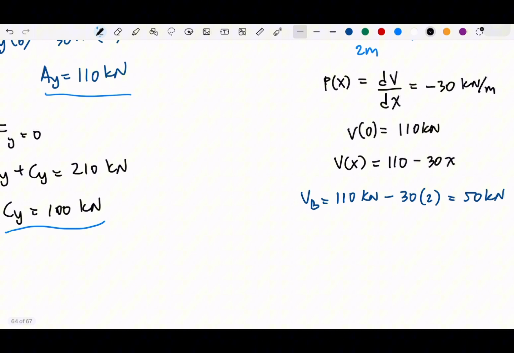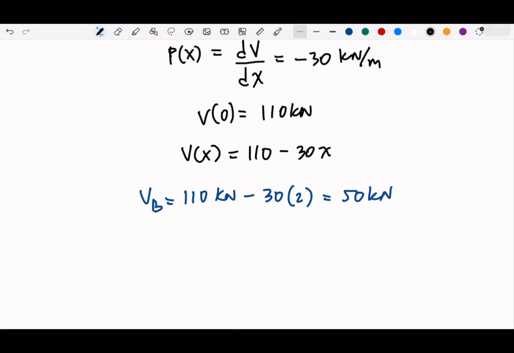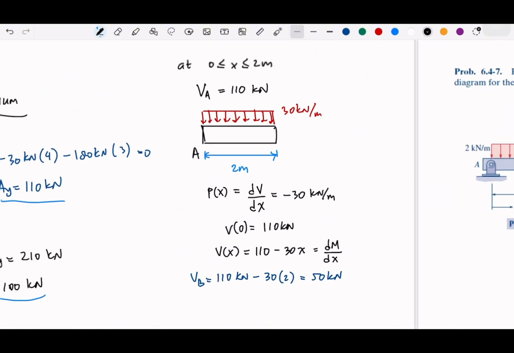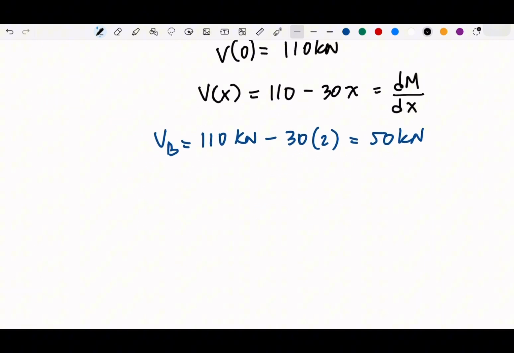And remember also that Vx is actually our first derivative of the moment. So later, for the moment diagram, we can integrate this 110 minus 30x one time, and that will be our diagram for the moment from 0 to 2 meters. Okay, but let's put that aside. Let's check after the 2 meters, so we can have 2 meters less than x less than 6 meters.